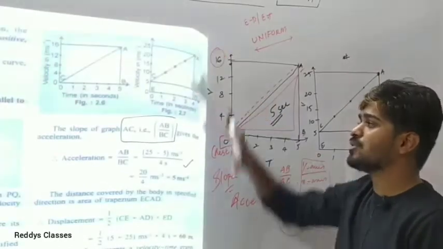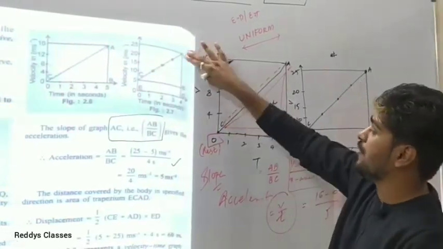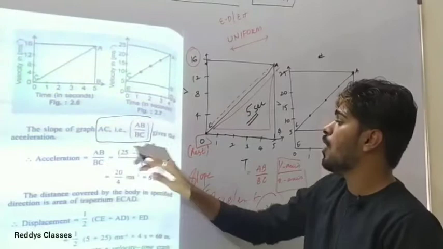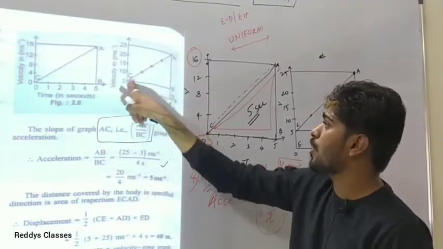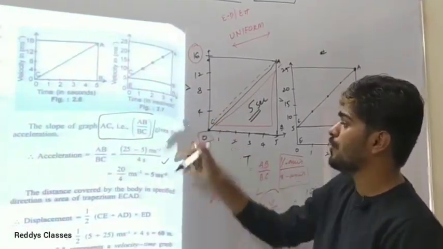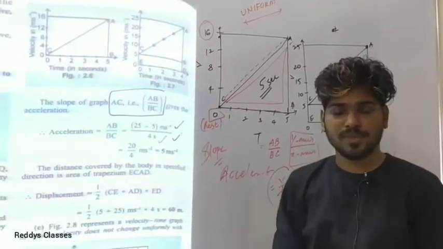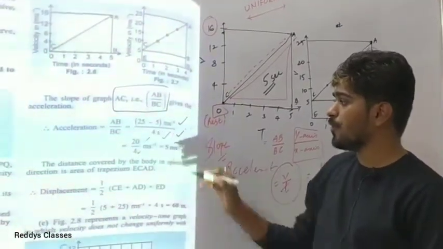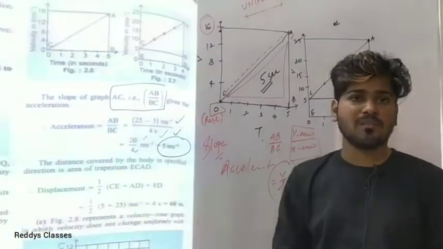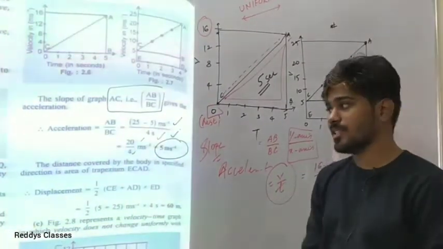So what is the actual change in velocity here? 25 minus 5, upon BC. BC is what? The time is 1, 2, 3, 4. You use 4. 25 minus 5 is 20 upon 4. 4 5s are 20. You have 5 meter second inverse or meter per second square.